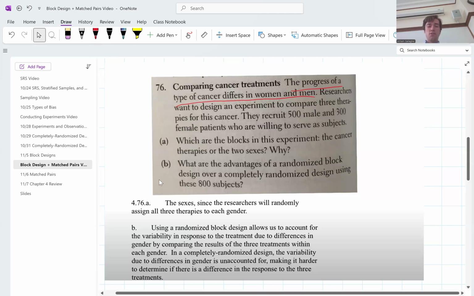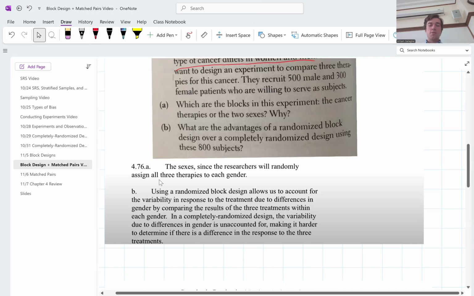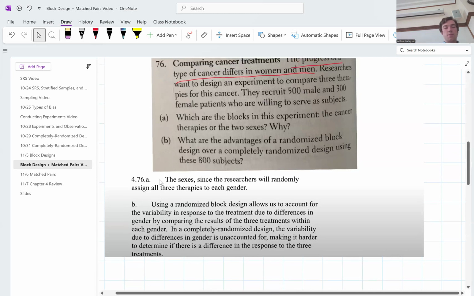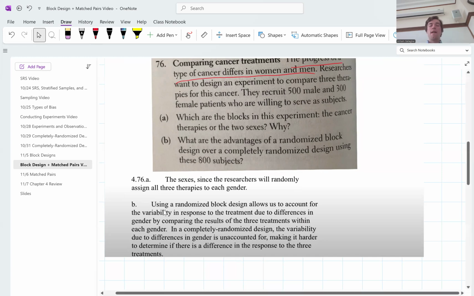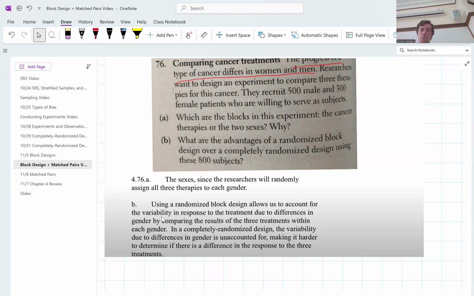And again, what are the advantages of a randomized block design over a completely randomized design using these 800 subjects? So again, using a randomized block design allows us to account for the variability in response to the treatment due to differences in gender by comparing the results of the 3 treatments within each gender. Again, in a completely randomized design, the variability due to differences in gender is unaccounted for, making it harder to determine if there is a difference in the response to the 3 treatments.